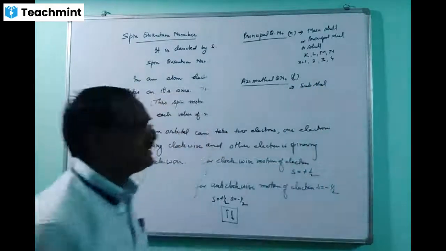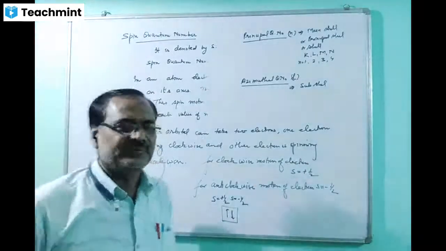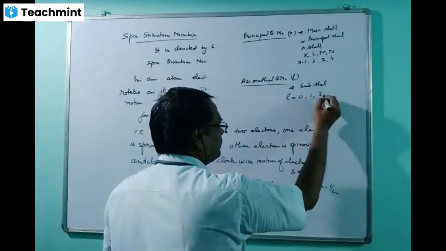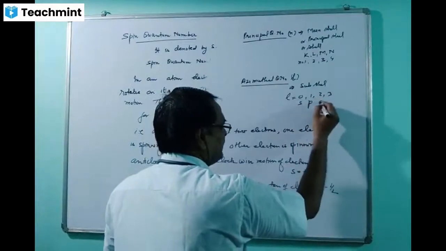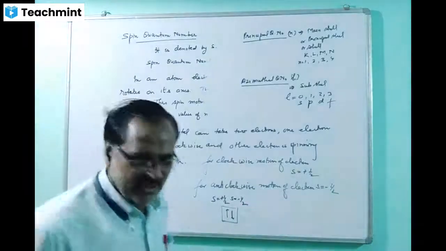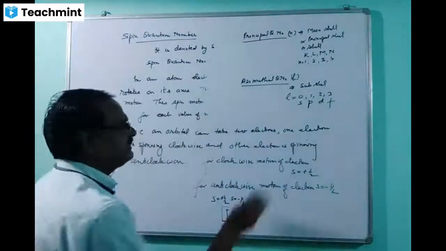What do you mean by subcell? SPDF. So L is equal to 0, 1, 2, 3. SPDF. Now, next, the quantum number you have studied.